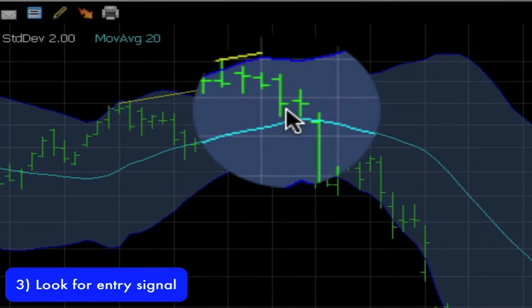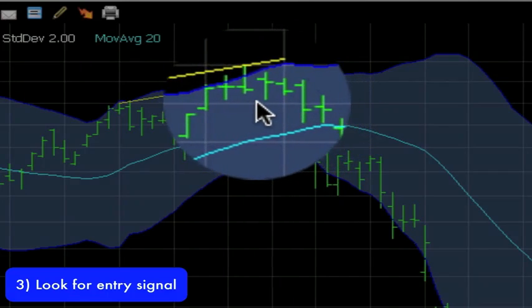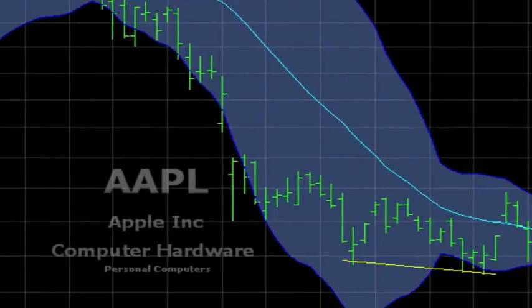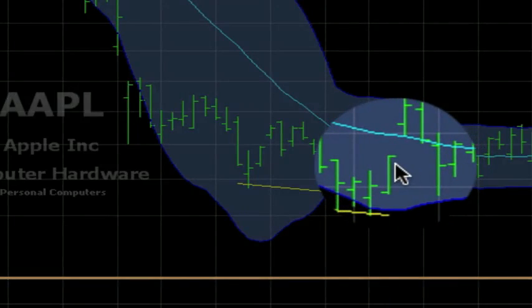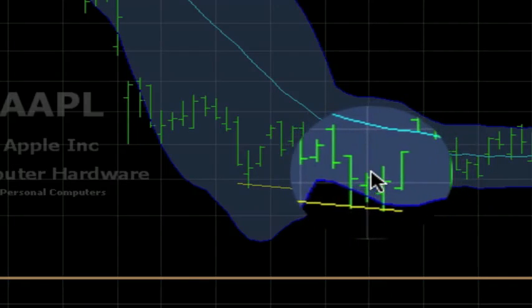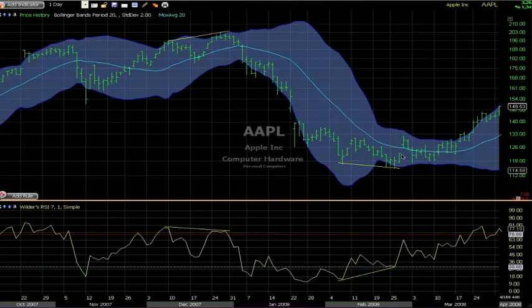Here I got a bar closing underneath the prior 3 lows. I can go short. Here I got a bar closing above the prior 3 bars. I can go long. This ends today's video. I hope you've enjoyed it.